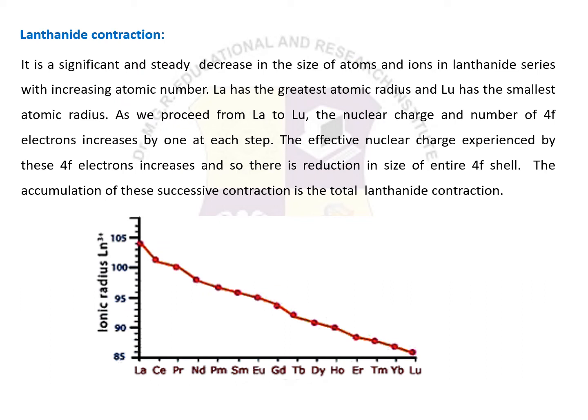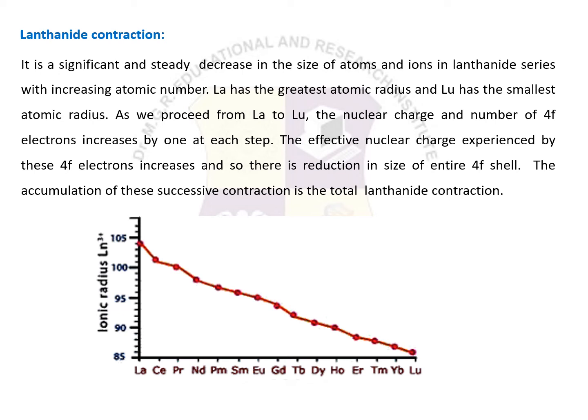Now what we have seen as an example is given as statements here. Lanthanide contraction is a significant and steady decrease in the size of atoms and ions in the lanthanide series with increasing atomic number. So when we go from lanthanum to lutetium, the atomic number is going to increase and the size of the atoms or the respective ions is going to decrease steadily. In the lanthanide series, lanthanum has the greatest atomic radius and lutetium has the smallest atomic radius.